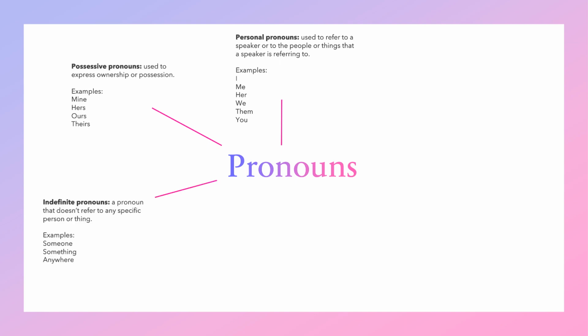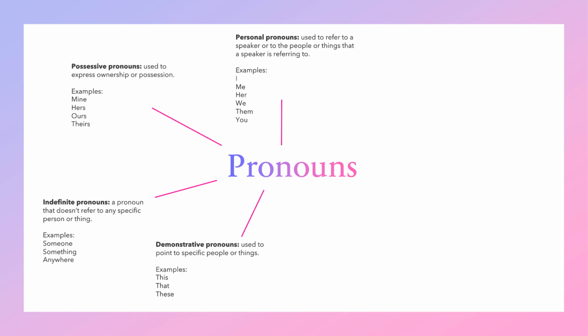Next one is indefinite pronouns. These don't refer to anything specifically. So if you were to say someone, something, or anywhere, they're just quite broad terms that are not specific at all. They could refer to a number of different things. So like someone, it could be multiple people, it could be anyone. You don't really know, which is why they're indefinite pronouns.